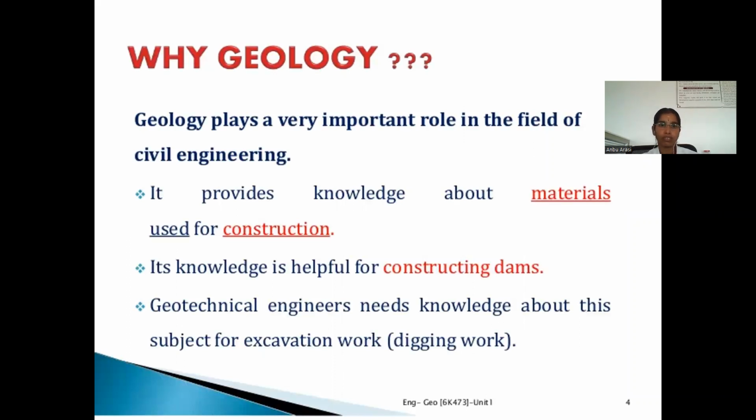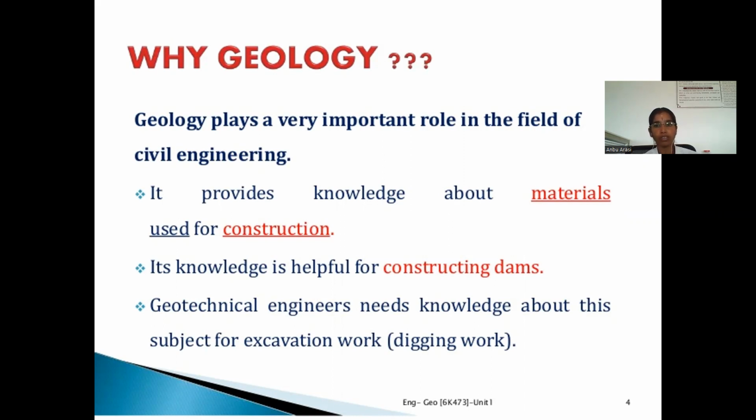What is meant by geology? Geo means earth, logy means structure. So we study about earth structure, that is called geology. Geology plays a very important role in the field of civil engineering.